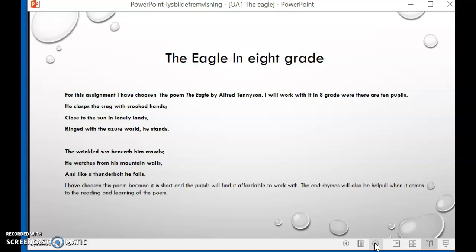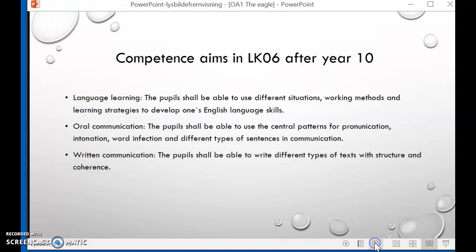I have chosen this poem because it's short and the pupils will find it affordable to work with. The end rhymes will also be helpful when it comes to the reading and learning of the poem.